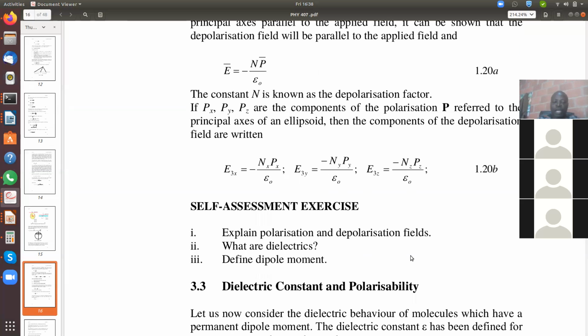So now, the assignment for you is to explain what polarization and depolarization field are, what dielectrics are, and define dipole moment. You do this work, then you send it to me by email.